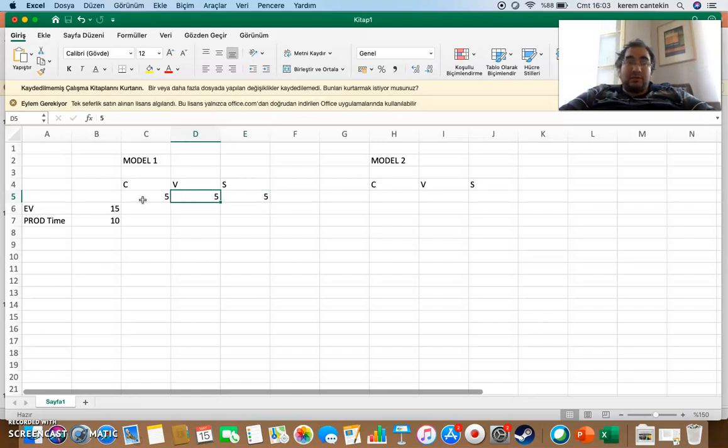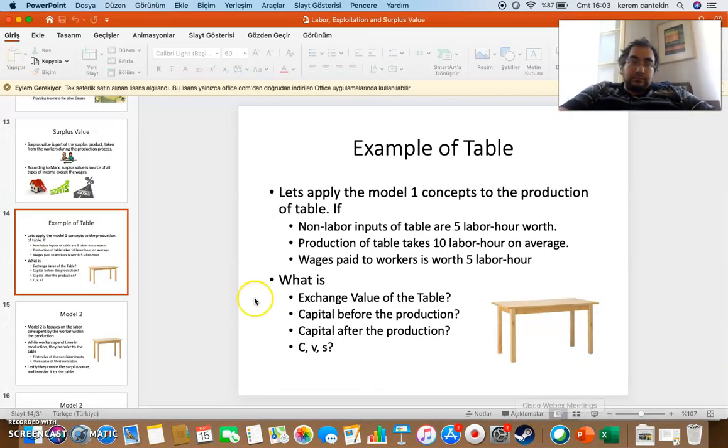So you might think also like this. In the 10-hour long production time, 10 labor hours of value is added to the table. Half of it, 5 labor hours, is taken by the workers, and half of it, 5 labor hours, is taken by the capitalists as surplus value. This is it, basically, not that difficult.